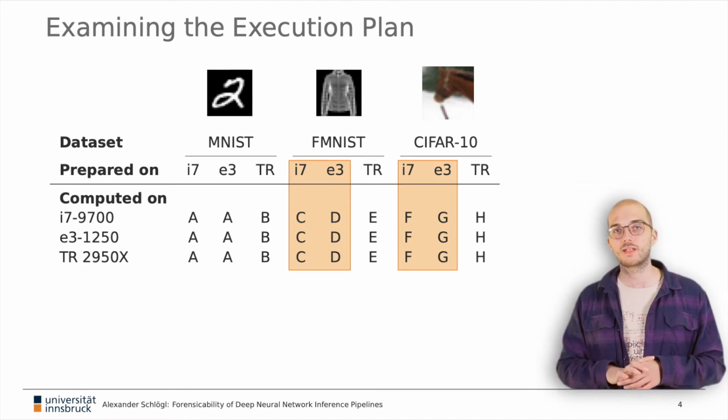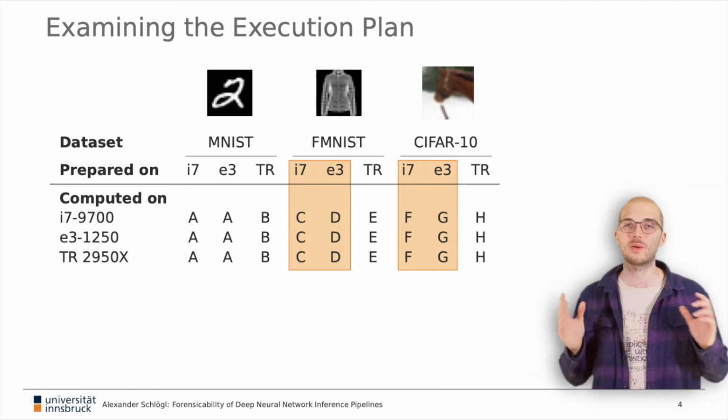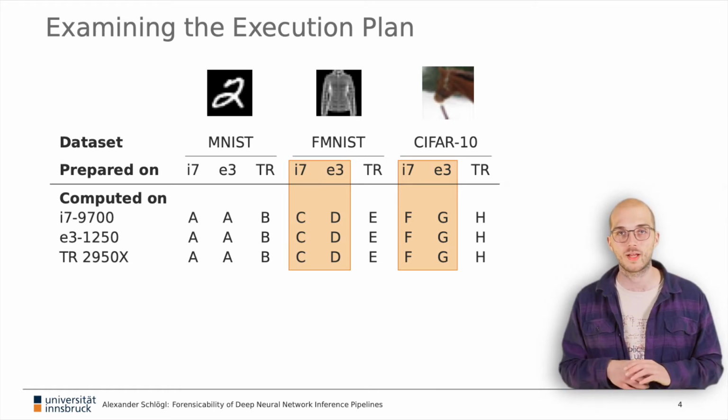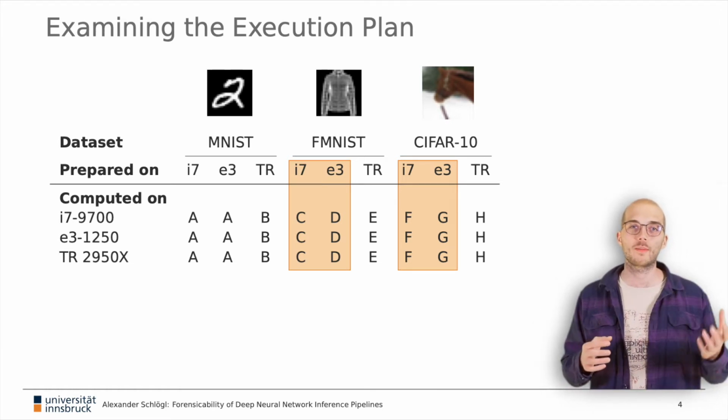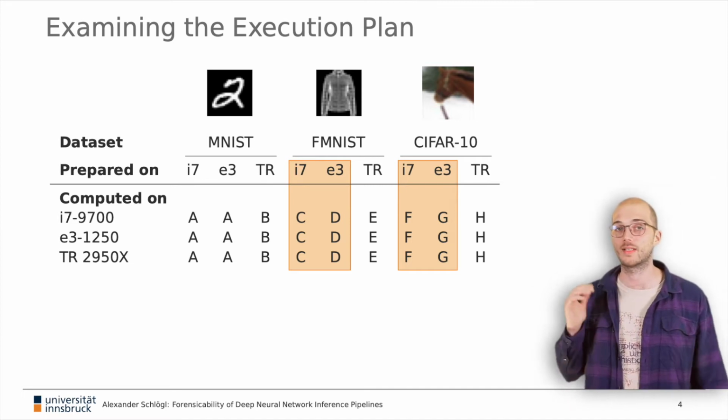Another interesting finding is the fact that differences in the prediction go hand in hand with differences in the compute plan. This means that the compute plans for MNIST for both Skylake CPUs are identical.